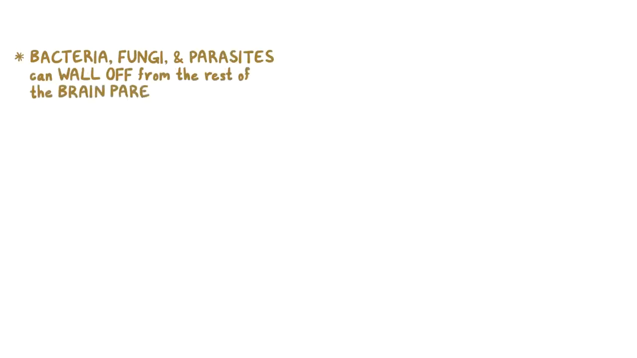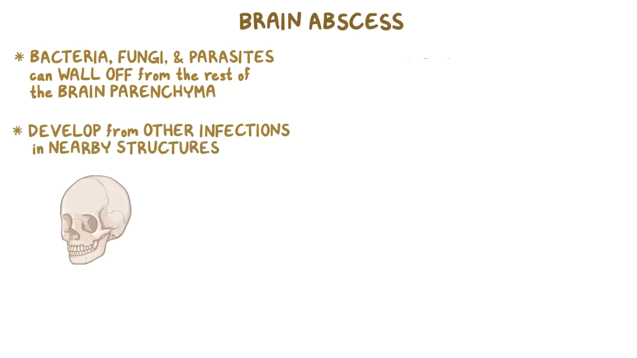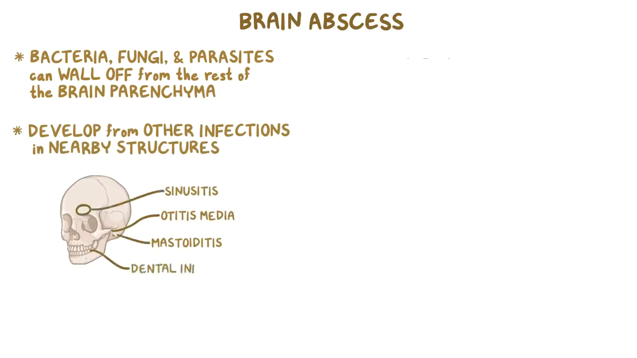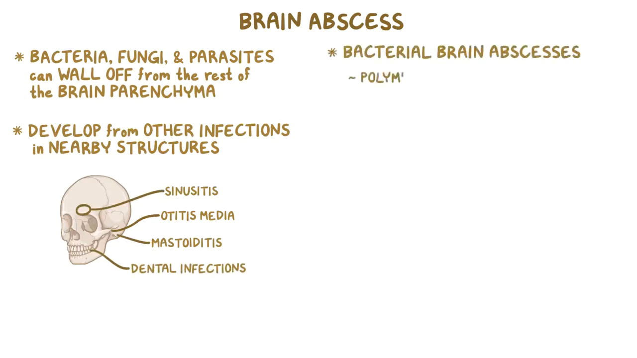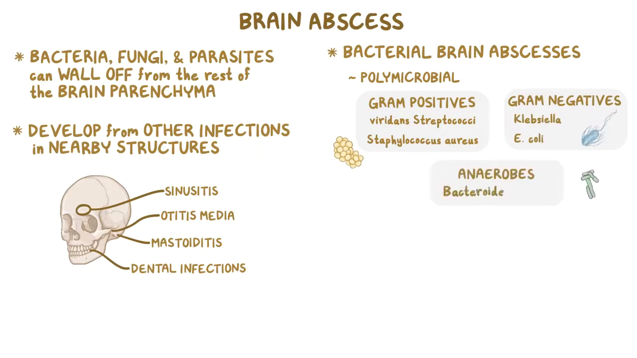Finally, in some situations, bacteria, fungi, and parasites can wall off from the rest of the brain parenchyma, forming an abscess. Brain abscesses can also develop from other infections in nearby structures, like otitis media, mastoiditis, sinusitis, or dental infections. Bacterial brain abscesses are usually polymicrobial and commonly include gram-positives like viridans streptococci and Staphylococcus aureus, gram-negatives like Klebsiella, E. coli, and anaerobes like Bacteroides species.